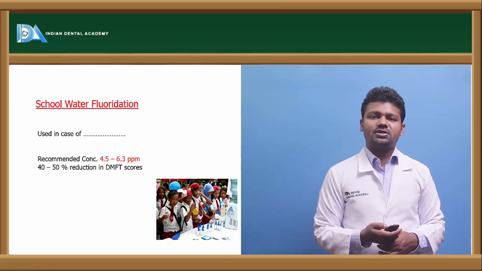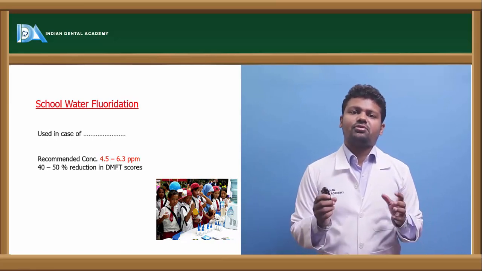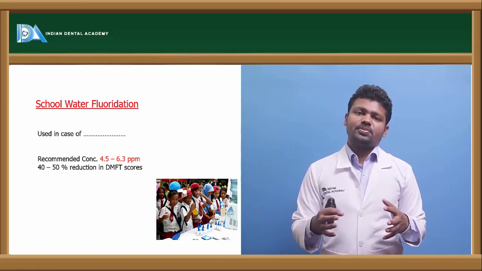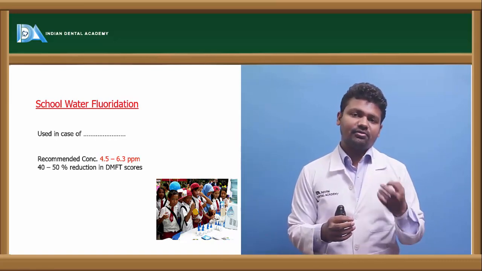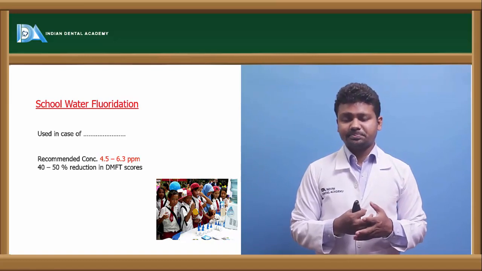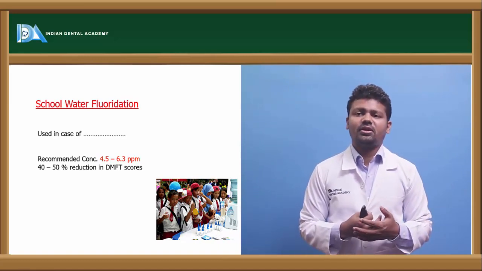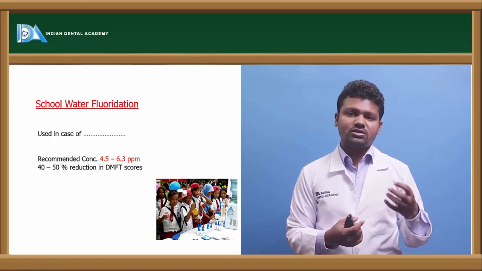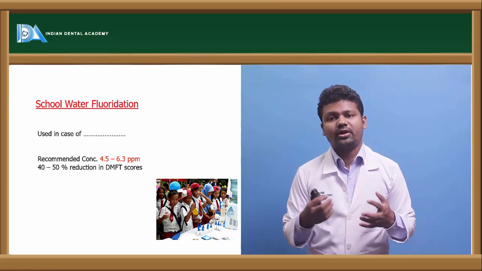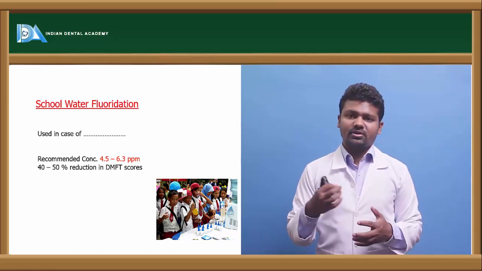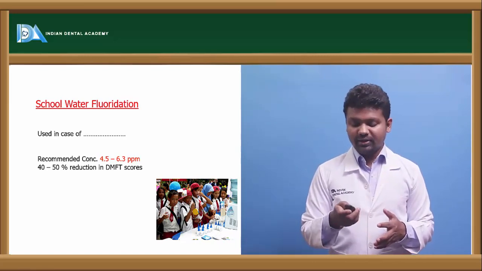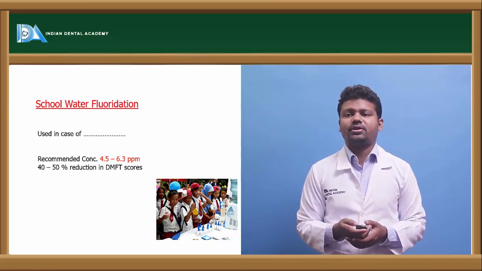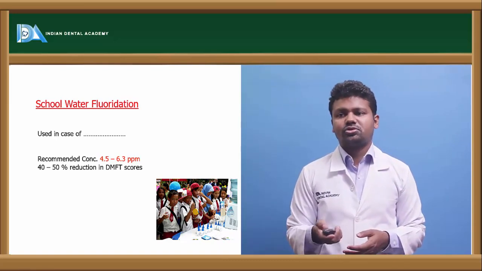Coming to school fluoridation, it plays a major role in reduction of dental caries among children in school, and is especially used where the prevalence of dental caries is very high. The recommended concentration that can be added is 4.5 to 6.3 ppm, because if children below 6 years consume this much fluoride, it will be beneficial for them and they won't have dental caries in future. By adding this, there is a 40 to 50% reduction in DMFT, decayed missing filled teeth scores.